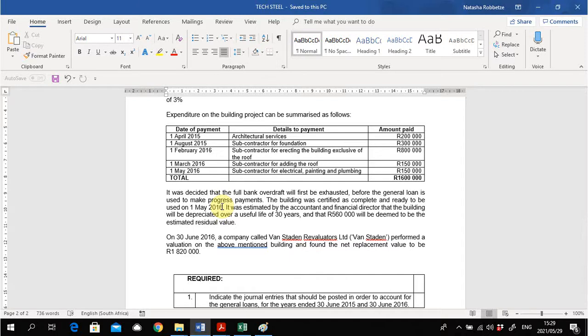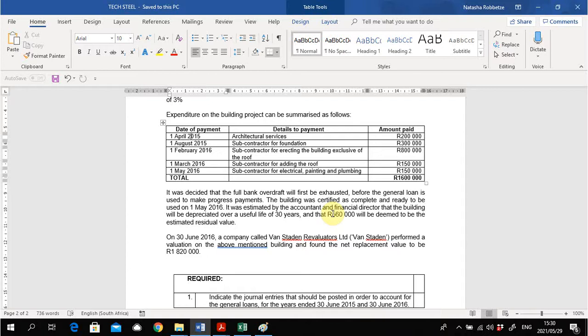When will the capitalization begin? Well, they say that the capitalization should begin on the date that payment is first made towards constructing this asset. So that would be 1 April 2015 when the first payment was made with the intention of constructing the asset. They tell you that it is estimated by the financial director that the building will be depreciated over 30 years, and it has a 560,000 Rand residual value. In this instance, the residual value will be deducted because this building is considered PPE.